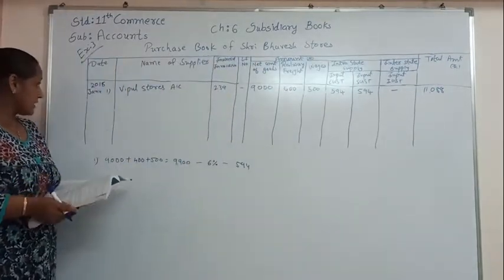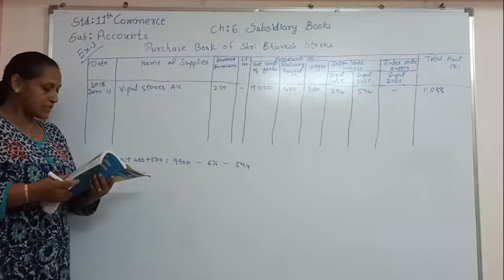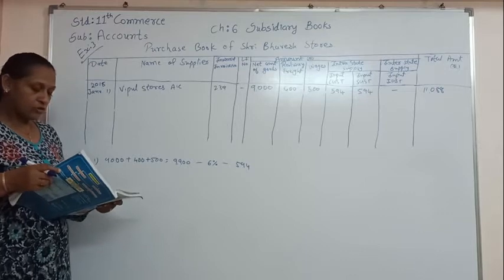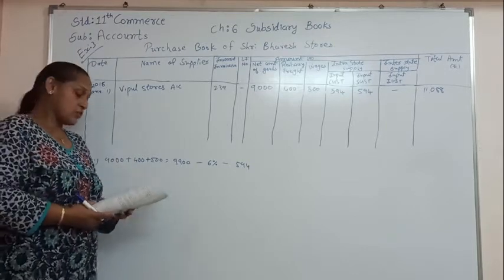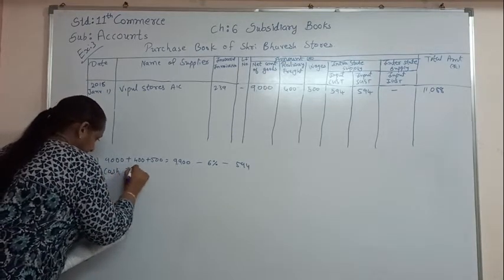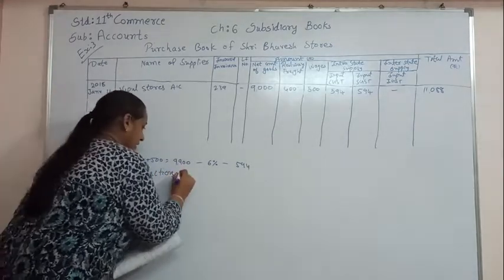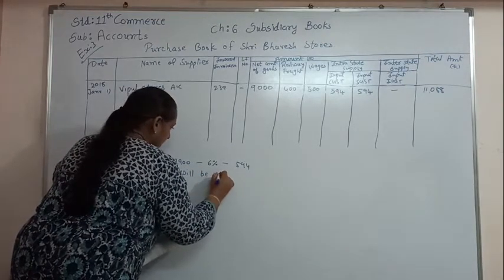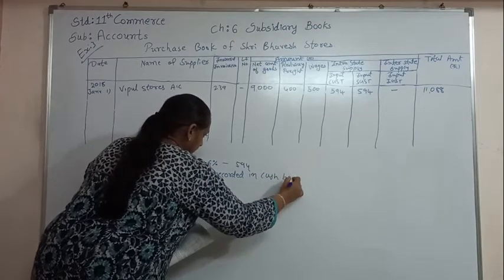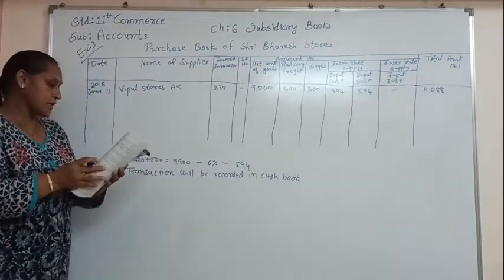Now let's see transaction number 7. Goods purchase of rupees 15,000 at 10% trade discount from Gopi of Bhavnagar, inclusive of wages 300, railway freight 400. Total amount is paid immediately. So this is a cash transaction. For the 7th date, the cash transaction will be recorded in the cash book.